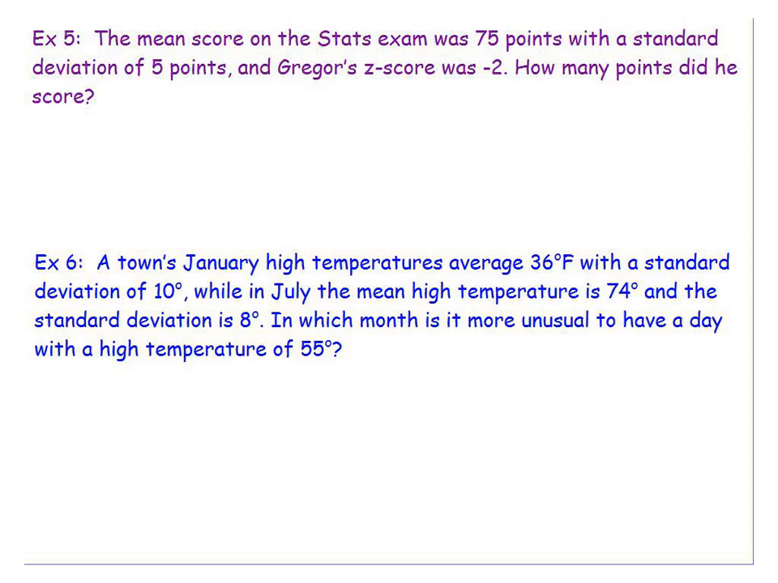So we know that the mean score on the stats exam was 75 points with a standard deviation of 5 points. Gregor's z-score was -2. I gave you his z-score. How many points did he score? This is a working backwards. So think about your formula.